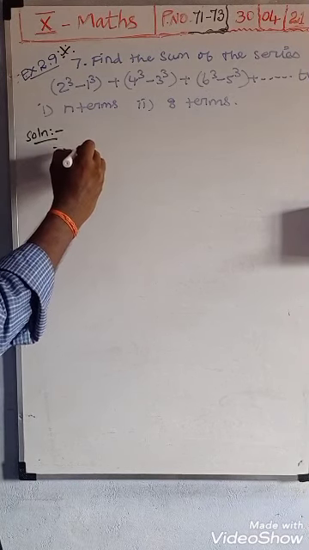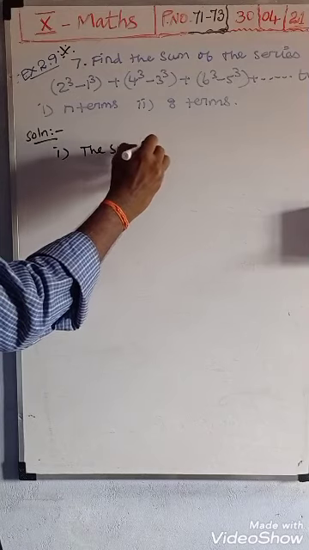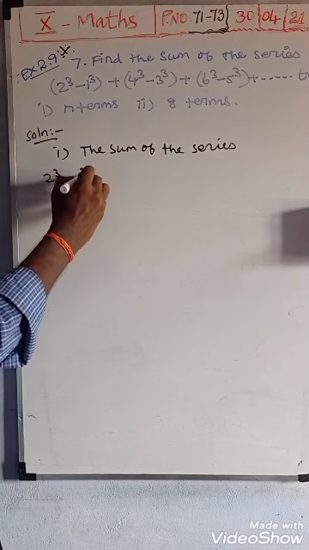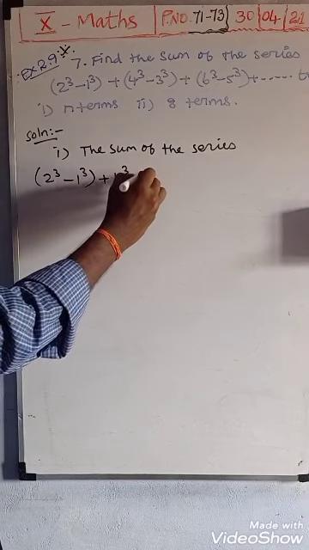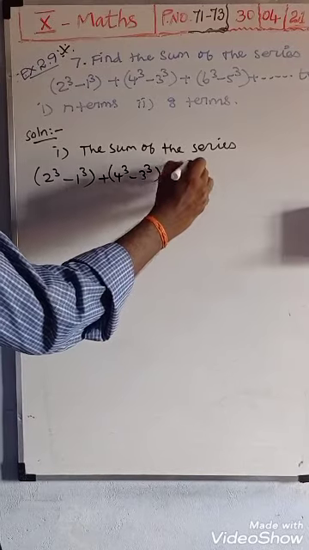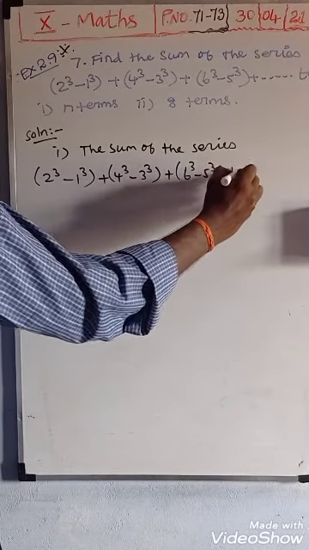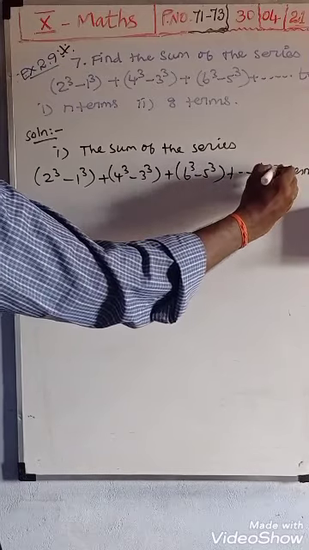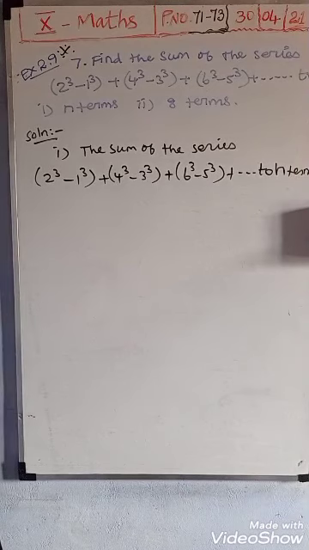First point. Okay, the sum of the series 2 cube minus 1 cube plus 4 cube minus 3 cube plus 6 cube minus 5 cube plus up to n terms. So see, up to n terms should be added. What is the answer we want to find? Okay, so you should not subtract. 2 cube value 8, 1 cube value 1, so 8 minus 1 is 7, like that. If you subtract and do not add, you will not get the answer.